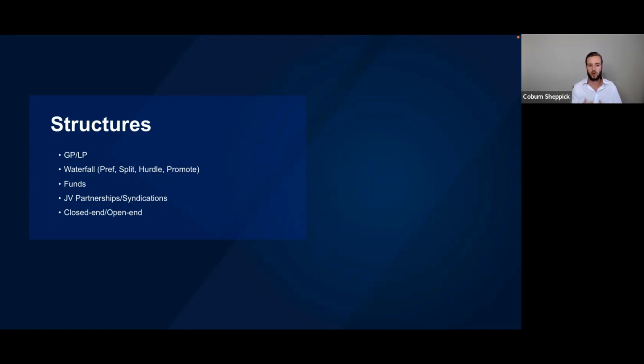And a hurdle is a benchmark in which, once the hurdle is reached, the general partners will normally, in general, take a larger share of the profits. The promote basically comes after the hurdle. That's how the general partners make money.